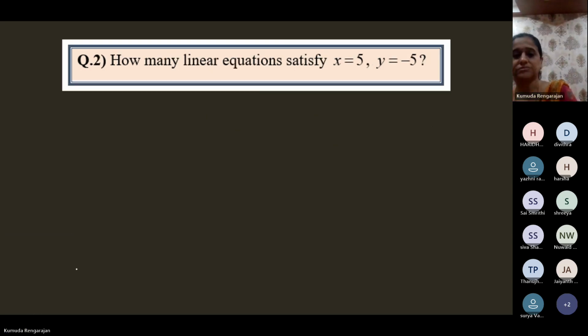Very good. Next one. How many linear equations satisfy x is equal to 5 and y is equal to minus 5? How many linear equations will satisfy this solution, x is equal to 5 and y is equal to minus 5?